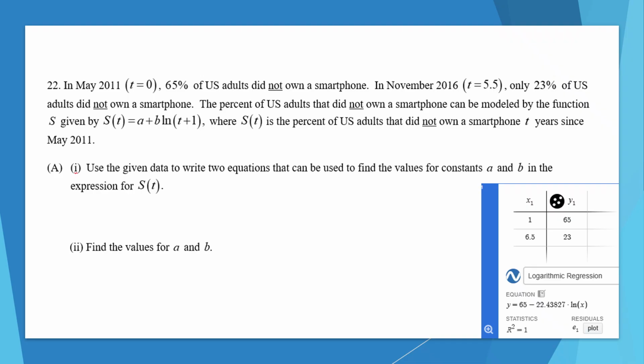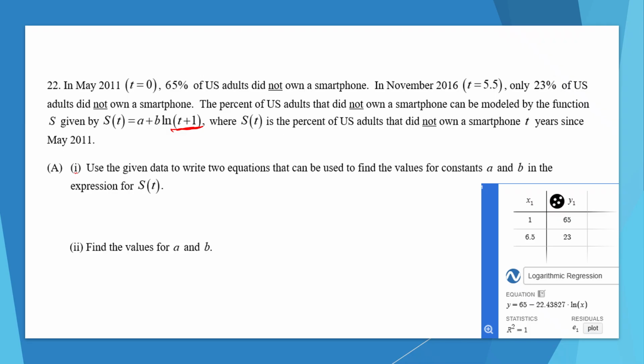All right, number 22. In May 2011, at time t equals 0, 65% of US adults did not own a smartphone. In November 2016, t equals 5.5, only 23% of US adults did not own a smartphone. The percentage of US adults that did not own a smartphone can be modeled by a logarithmic function s of t. Take note of this t plus 1. Where s of t is the percentage of US adults that did not own a smartphone, t years since May 2011. So here we can first write two equations that can be used to find a and b.